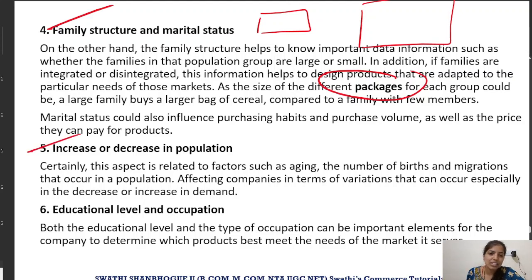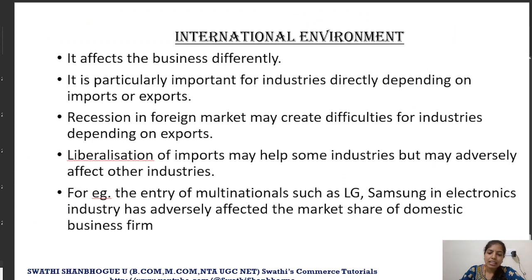And then we have increase or decrease in the population, where the number of births and migration also affects, because it affects the demand of that particular product. We also have educational level and occupation, where we can understand what type of educational background they have. The information can be shared in such a manner which can be understood by these people, and then they can become the potential customers easily. So that has been your demographic environment.